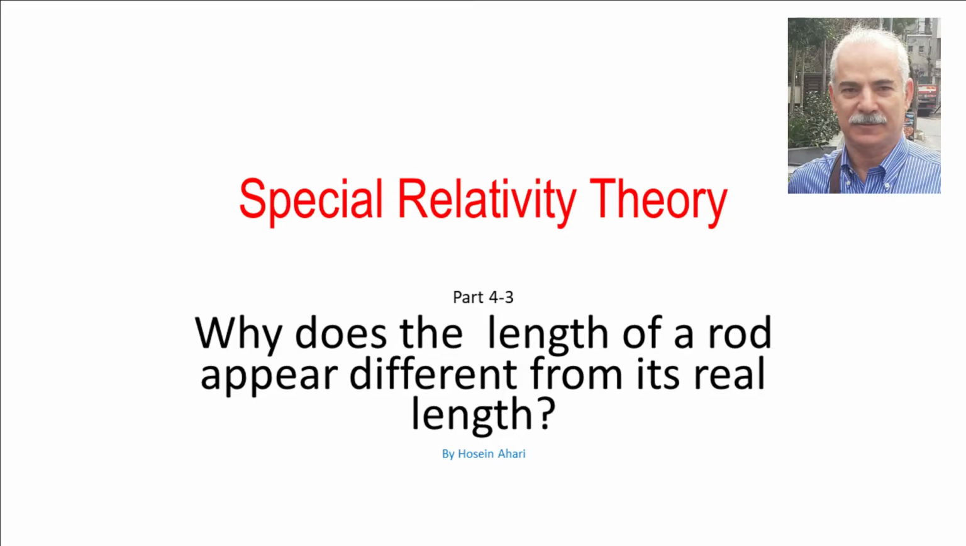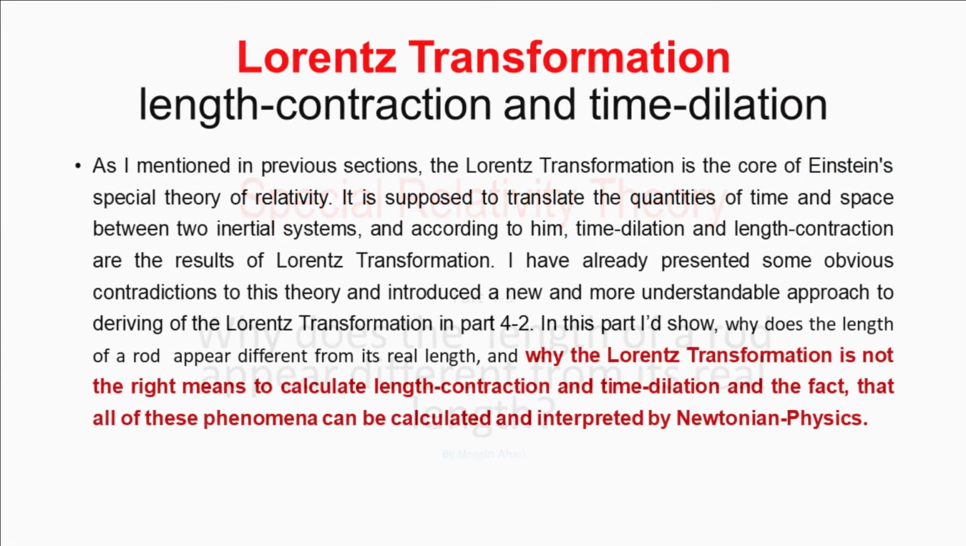Special Relativity Theory Part 4.3. Why does the length of a rod appear different from its real length? Lorentz transformation, length contraction and time dilation.